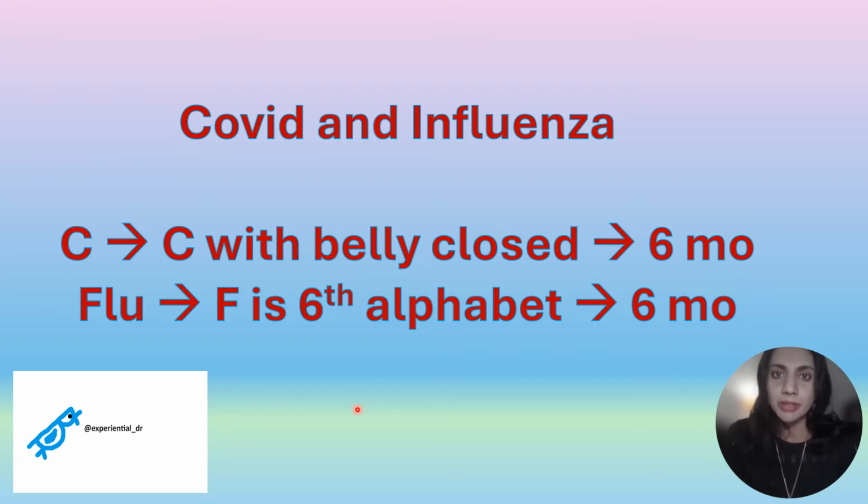Now, what's the way to remember this? You can complete the curve of C, join the loop to the other end and turn the C into a 6. And that should help you remember that a 6-month-old kid can get the COVID vaccine if cases are peaking in the community and you want to give them protection. Also, F for flu, and F is the 6th alphabet in the English language. So again, the flu shot can also be given to somebody who is 6 months old.